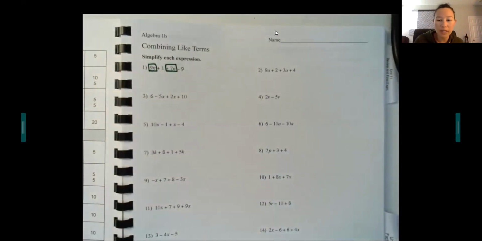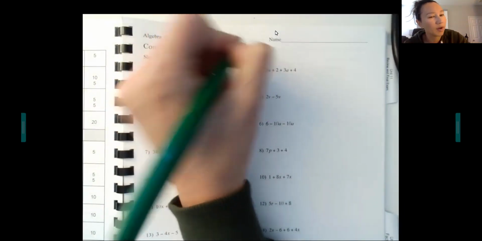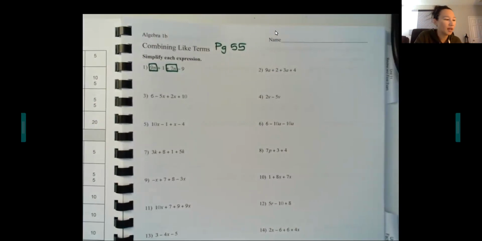All right, good morning. If you're just joining us, we are on page 55 in our workbook, and we are just working on combining like terms.